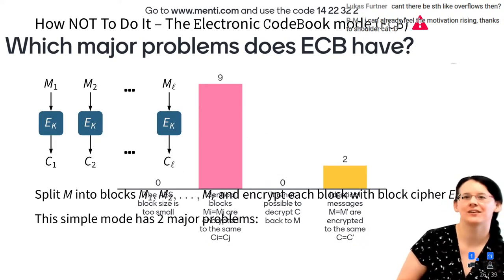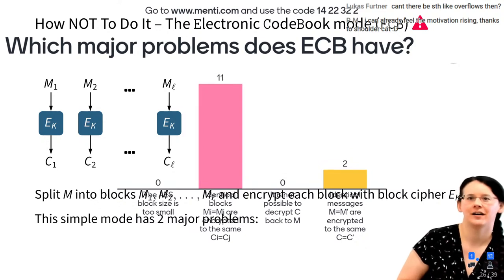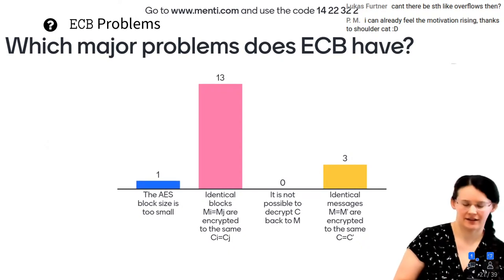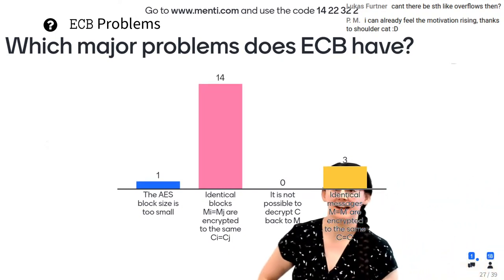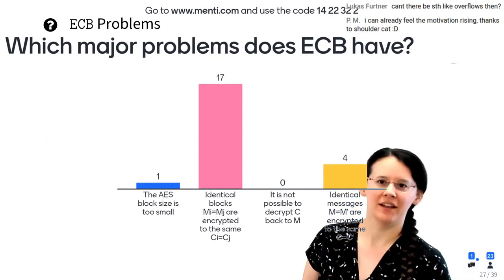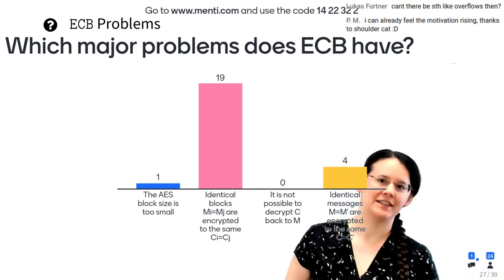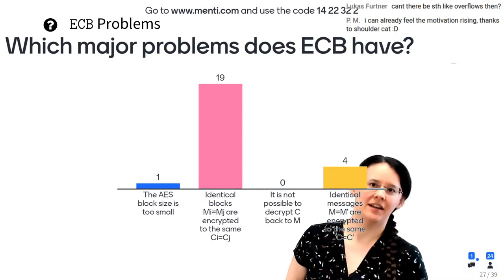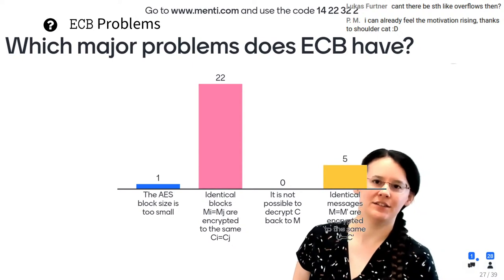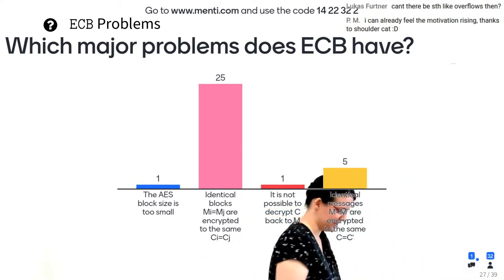So the mode we're looking at is this one here. We're just translating block by block. And the question is, what problems does that have? So the options here are that the AES block size is too small, that identical blocks are translated to the same blocks, that it's not possible to decrypt, or that identical messages are mapped to the same messages.